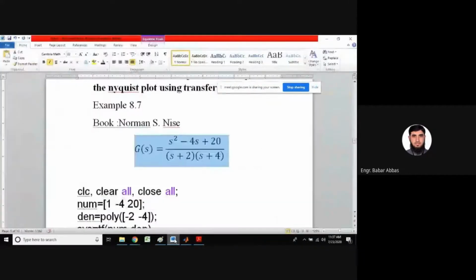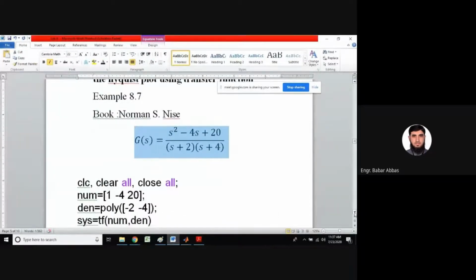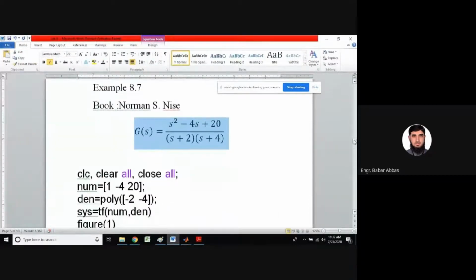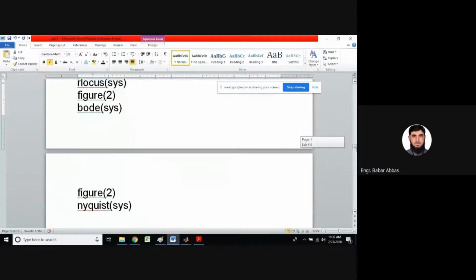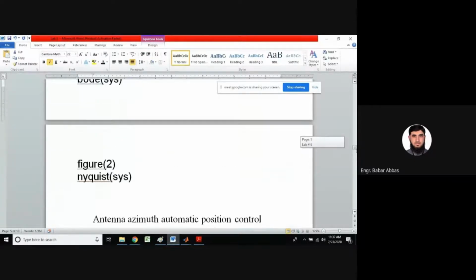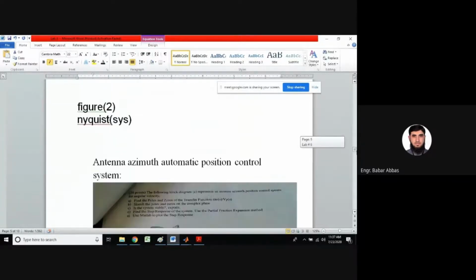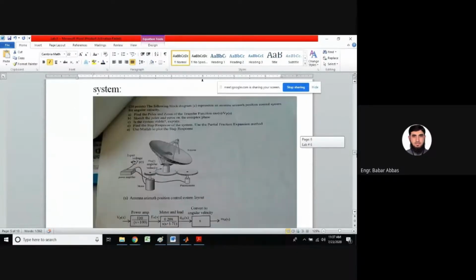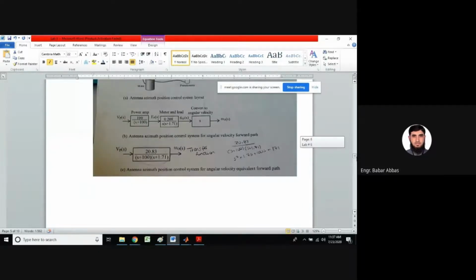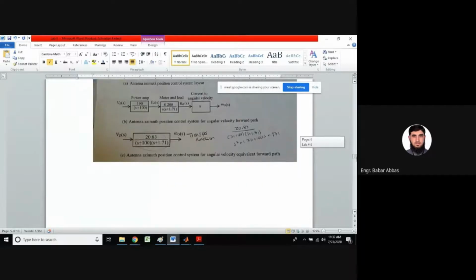Proceeding further, we have an example, the antenna azimuth automatic position control system, from the control systems engineering book by Norman S. Nise. You may find it in chapter number 3. Similarly, it is also in chapter number 4.